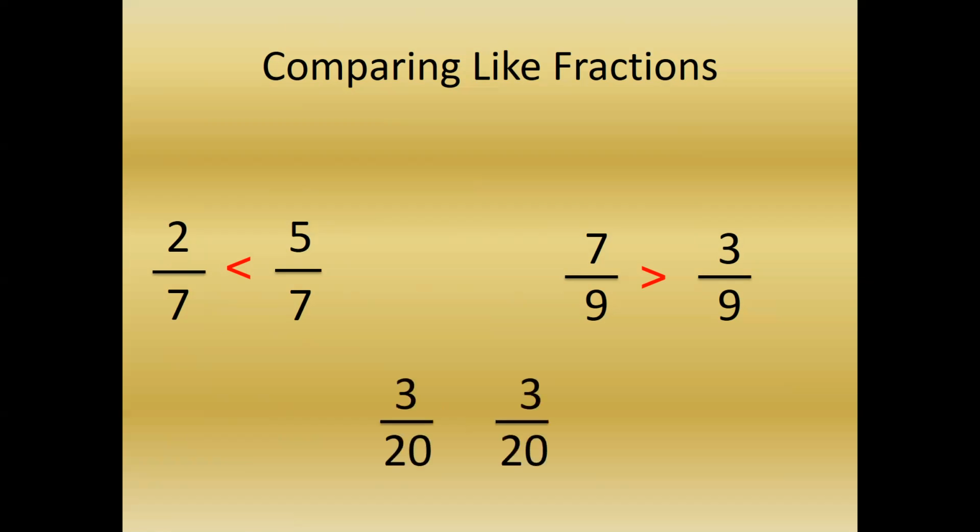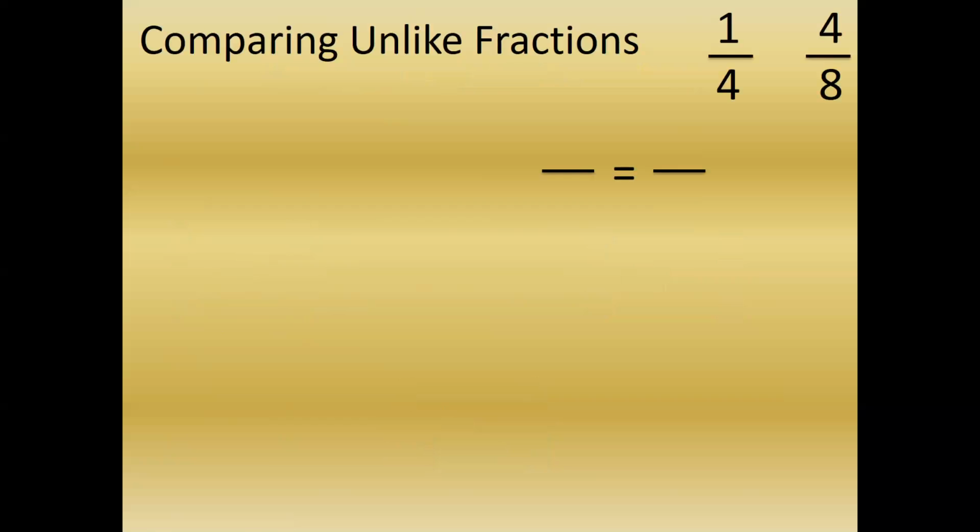All right, one more. We have 3/20 and 3/20. Our denominators are the same, 20 and 20. Our numerators, we have 3 and 3. So what would be the sign that would go in between the two of them? An equal sign, because they are the exact same. So comparing like fractions is pretty easy. You just have to look at the numerators. But now we are going to go into how we compare unlike fractions. That's fractions with different denominators.